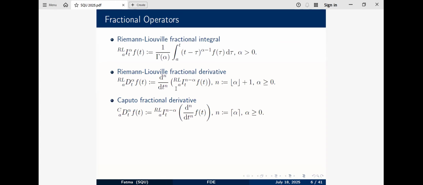We'll start with the fractional operators that we need in the talk. Here are the well-known fractional operators: the Riemann-Liouville fractional integral, the Riemann-Liouville fractional derivative, and the Riemann-Liouville and Caputo fractional derivative. I think all of you know this.